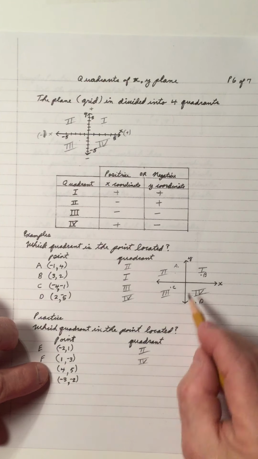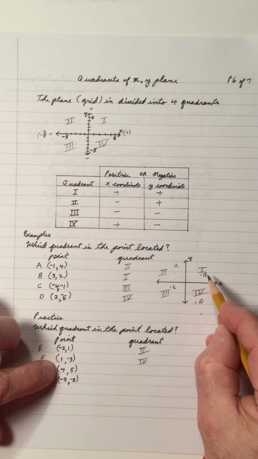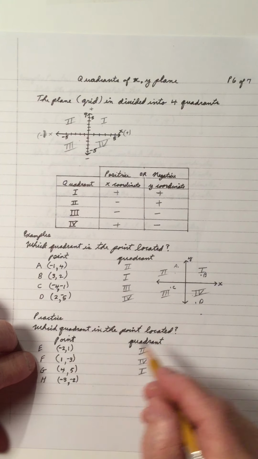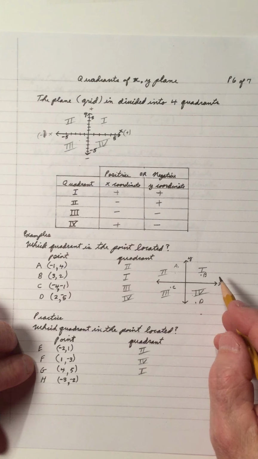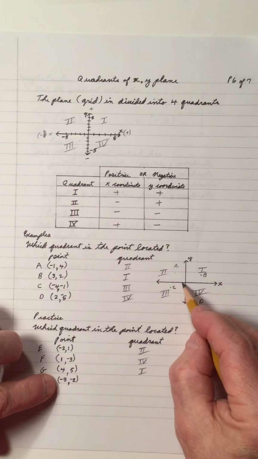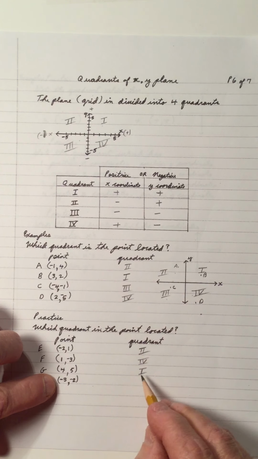G, 4, 5. X is positive, which is 4 over here, 5 up here, so that's quadrant 1. Again, we're not plotting the exact points. We just want to roughly sketch where they are. H is negative 3, negative 2. So negative 3 on the X's here, negative 2 is here. So X and Y are both negative in quadrant 3.